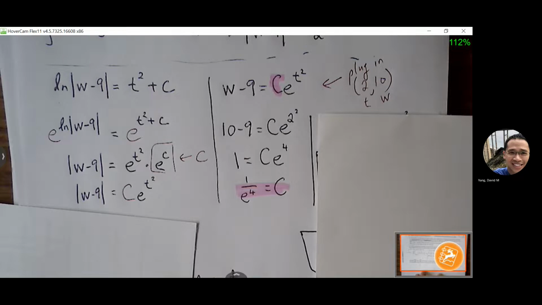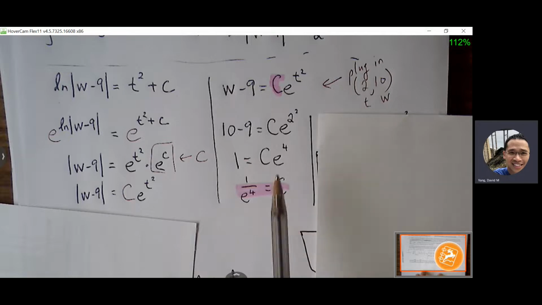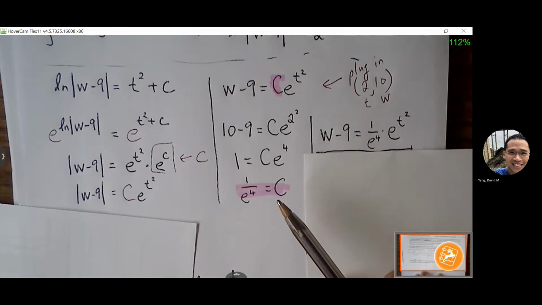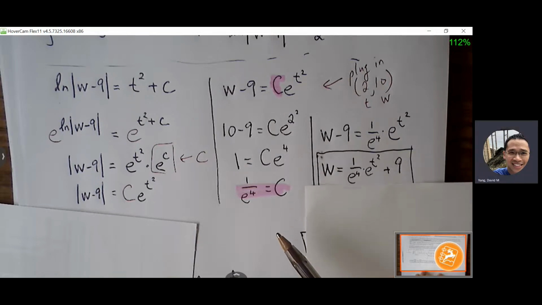Ten minus 9 is 1. 2 squared is 4. I'm going to solve for c. Divide both sides by e to the 4th. I get 1 over e to the 4th. Once I have my c value, reinsert into my equation, and I'm almost there. I'm almost there, able to solve for w. Okay, move the 9 over, get that w by itself, and this is perfectly fine.